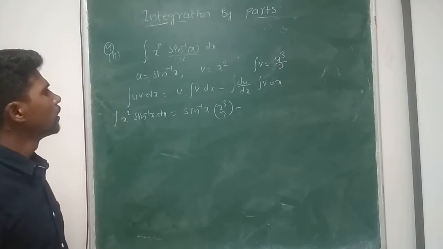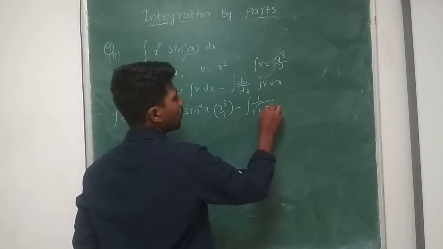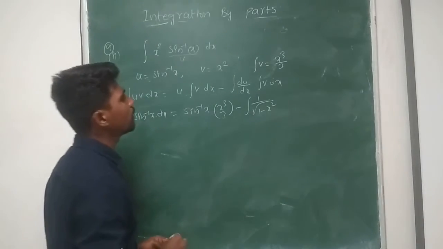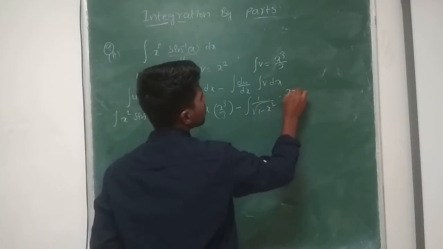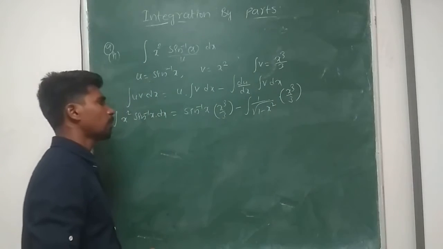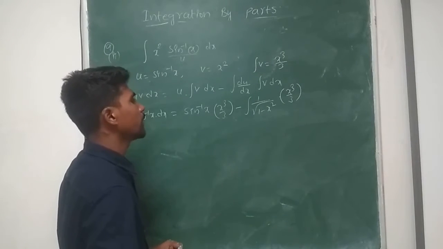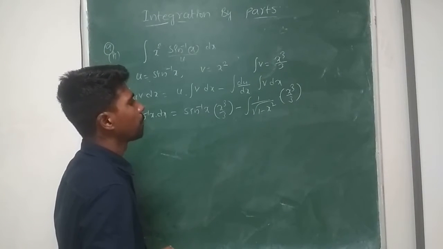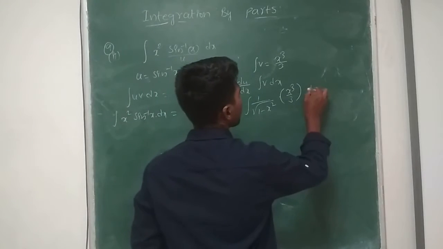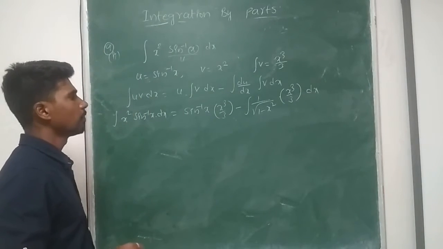What is the derivative of sin inverse x? 1 by root over 1 minus x square, into integral v. What is the integral v here? X cube by 3. So this is what I got: integral 1 by root over 1 minus x square into x cube by 3 dx. Right.